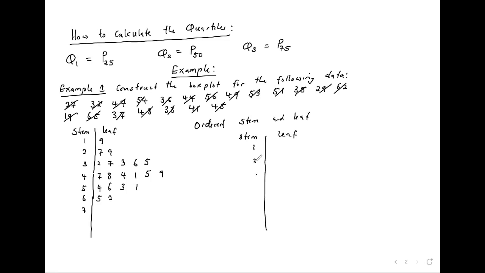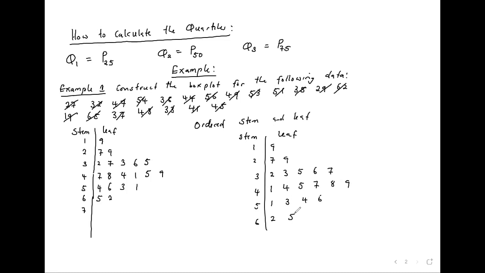It is 1, 2, 3, 4, 5, 6. So for 1, we only have 9. For 2, 7 and 9, already in order. For 3, we have 2, 3, 5, 6, 7. For 4, we have 1, 4, 5, 7, 8, 9. For 5, we have 1, 3, 4, 6. And for 6, we have 2, 5. So now I can put the data in order.